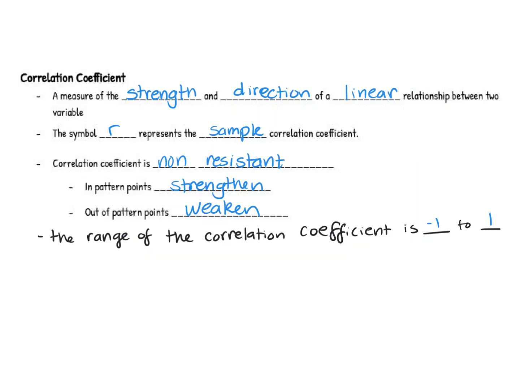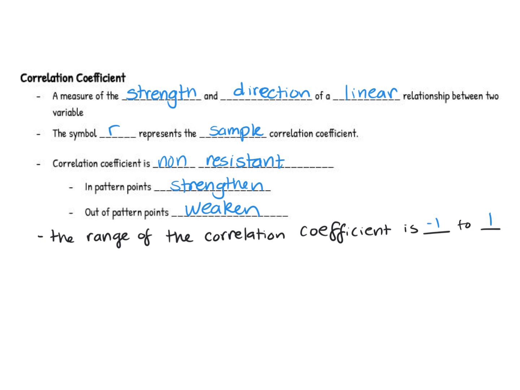Okay, our correlation coefficient. The correlation coefficient is a measure of the strength and direction of a linear relationship between two variables. The symbol r represents the sample correlation coefficient. The correlation coefficient is non-resistant. What that means is that if you have a scatter plot and you get its correlation coefficient, if you add more points that are in the pattern, it's going to strengthen that r value, make it larger. But if you add in points that are not part of the pattern, so if you add in some outliers, it's going to weaken that correlation coefficient.